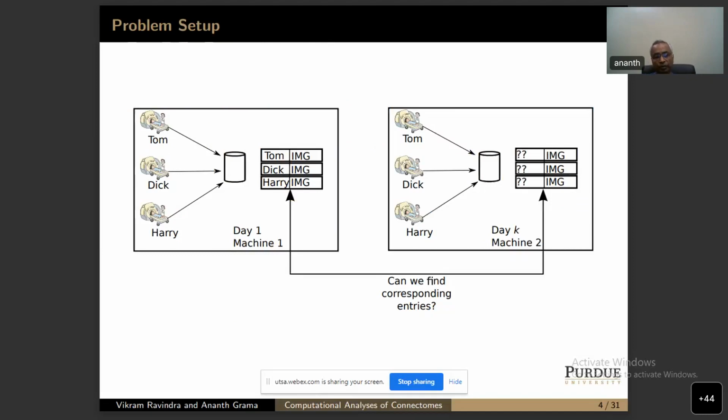On day one, we have a bunch of people who have taken their MRIs, and on day K, on some other machine, there's perhaps the same or perhaps even a different set of people who've taken their MRIs. And the question is, can we find corresponding entries across these things? And we want to do that in a way that actually maps back to the connectome and tells us something about what part of the brain defines our unique aspects.